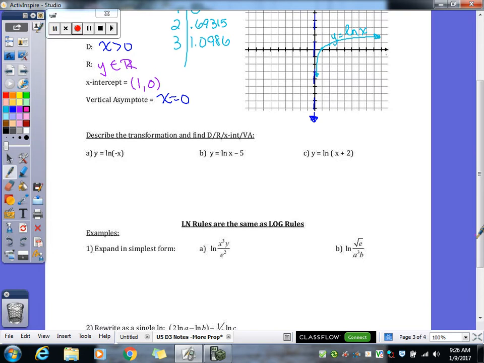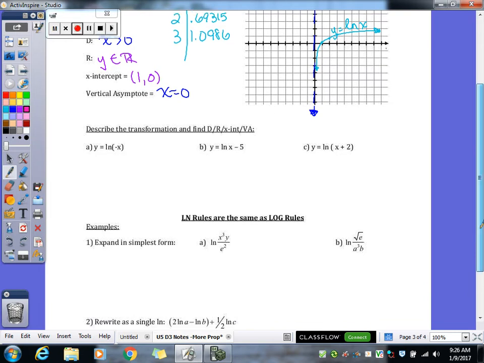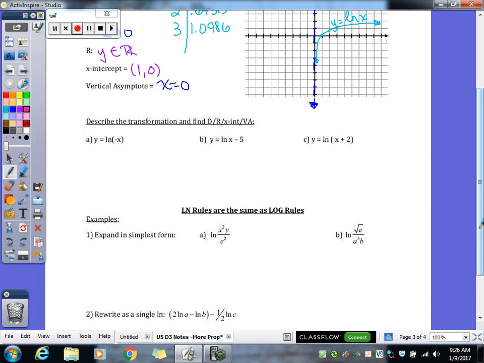So the transformations on your ln graphs are the same as your transformations on every graph. So here they want us to describe the transformation. So that's step 1. They want us to find the domain, the range, the x-intercept, and the vertical asymptote. So for A, because we negate the x, this is a reflect over your y-axis.